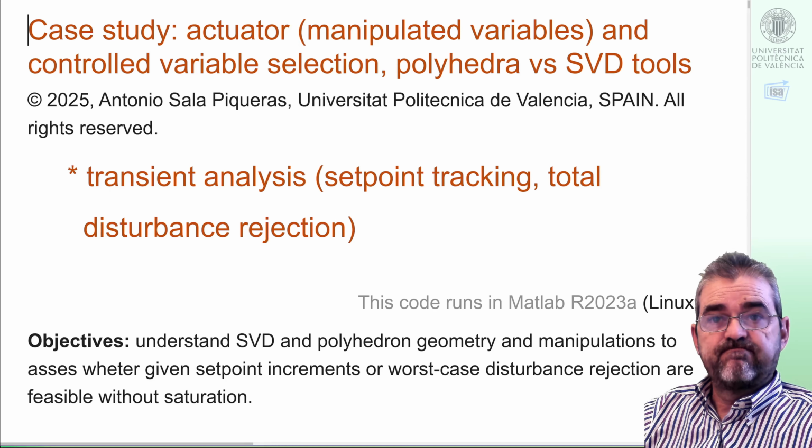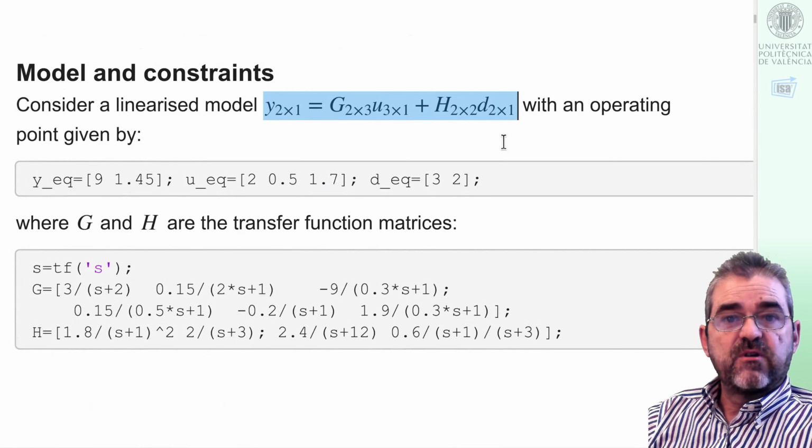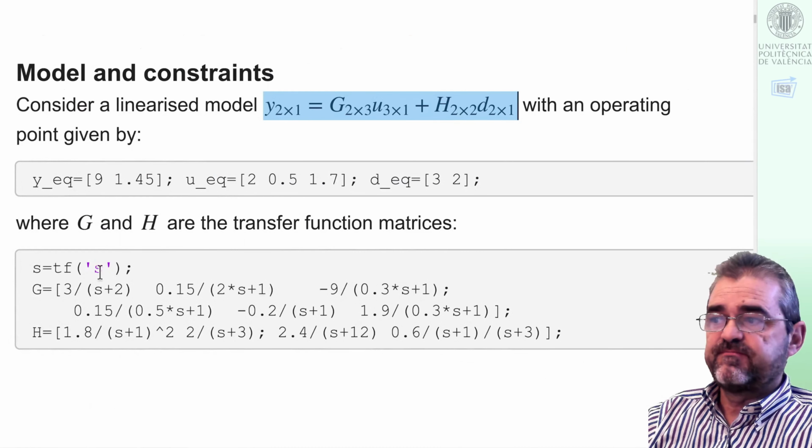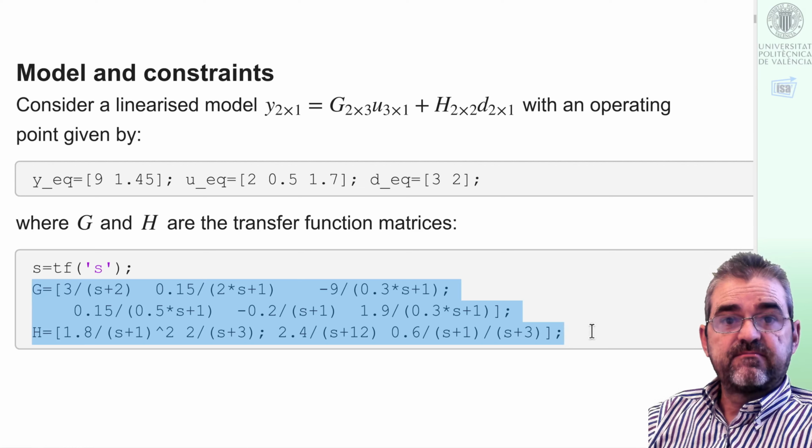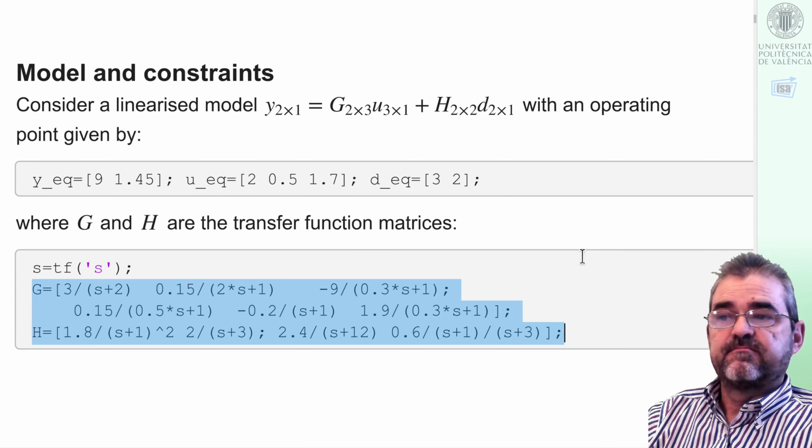In here we'll discuss the transient case, frequency response diagrams for setpoint tracking and total disturbance rejection, as follows. We had this linearized model around a given operating point, and these were G and H. In previous videos, we discussed just the properties of the DC gain of G and H. In here, we'll use the full frequency response, not just zero frequency.